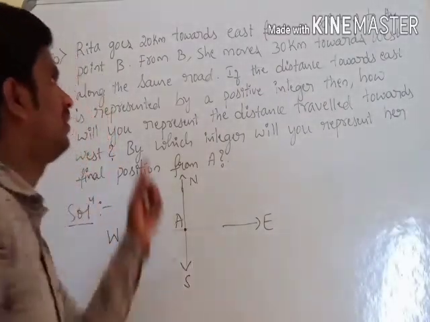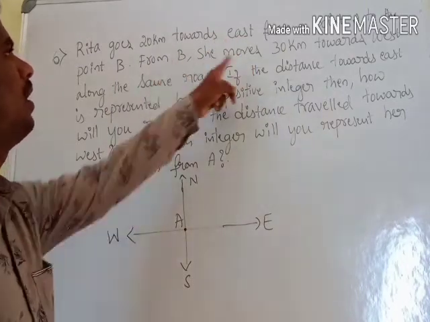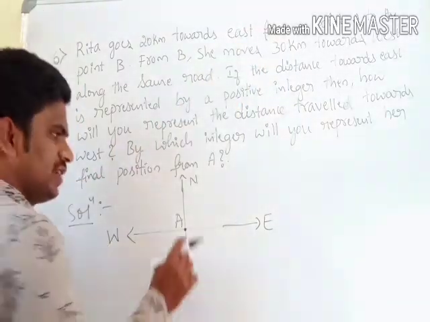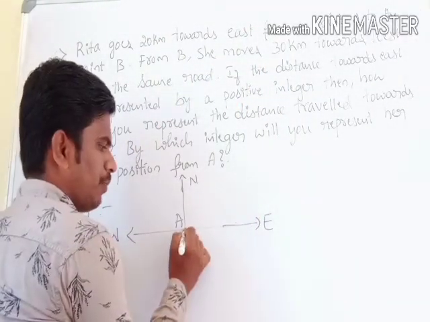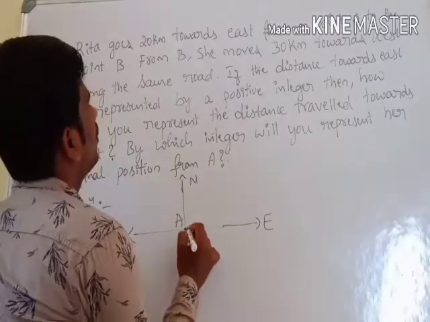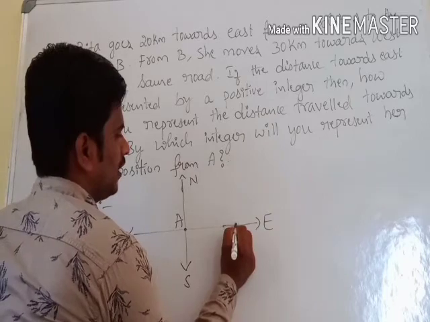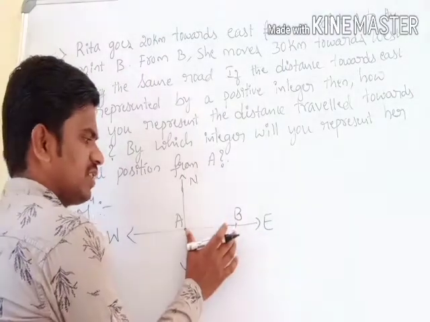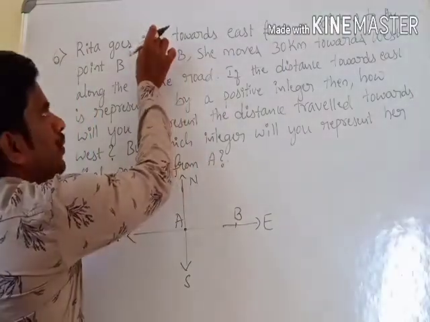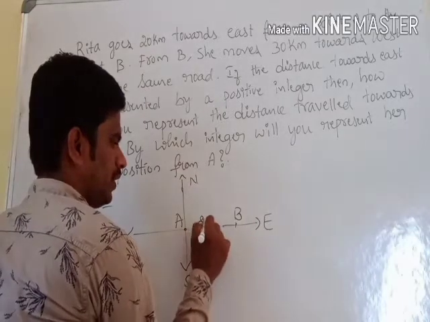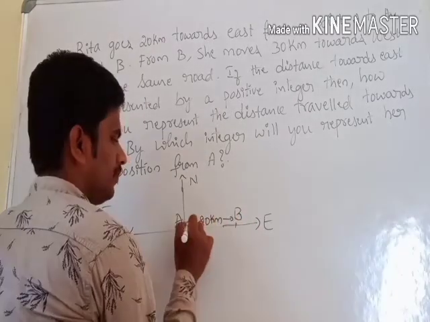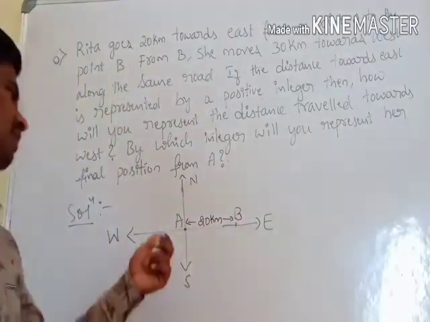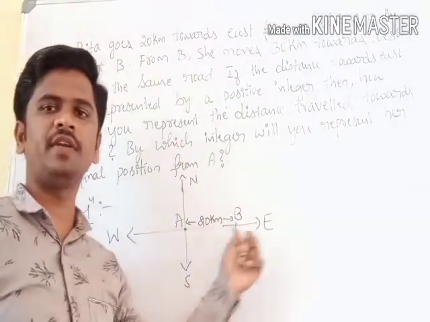From that point she moves 20 km towards east. Here which one is east? So this side. So from the point A, Rita goes 20 km towards east. I will represent this point as B. Then what is the distance between A and B? That is 20 km. 20 km distance is the distance from point A to point B.